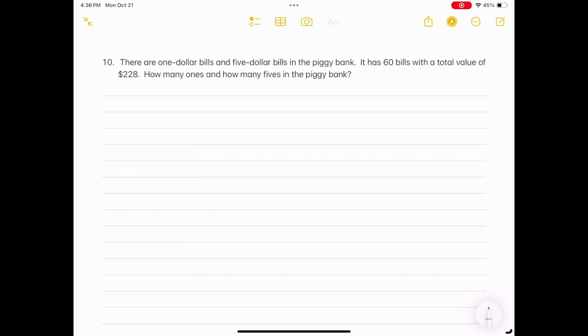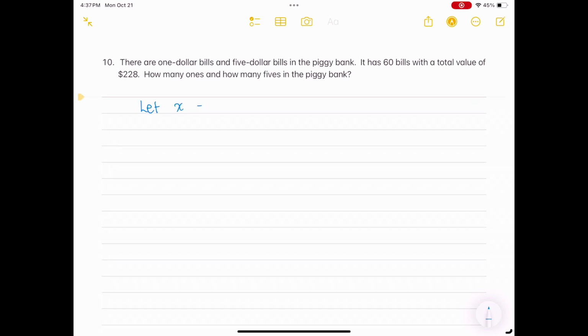There are $1 bills and $5 bills in the piggy bank. It has 60 bills with a total value of $228. How many ones and how many fives in the piggy bank? We need to start by labeling our variables. On the top, I write let x equal the number of $1 bills. And since there are 60 bills, the number of $5 bills would be 60 minus x.